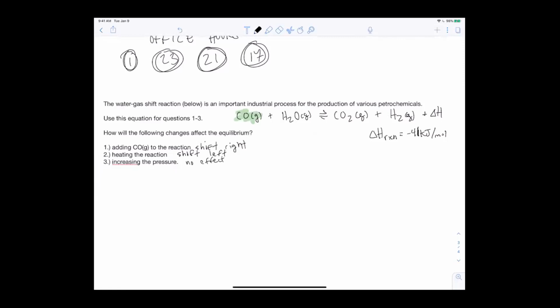And then heating the reaction is just a matter of knowing if it's exo or endothermic. And then adding carbon monoxide is one of the more straightforward ones. If you add something to the left, it's going to have to shift over to the right. So that one's Le Chatelier's principle.